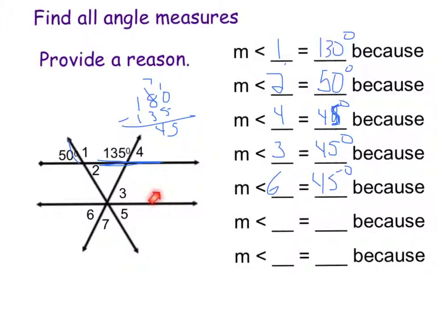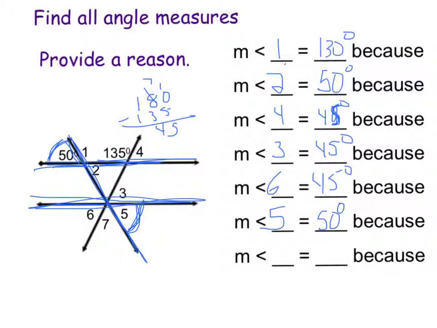All right, next I'm going to go to angle 5. Angle 5 is above, here's the transversal, here are the parallel lines, and it is on opposite sides of the transversal, outside. So 5 and the given are alternate exterior angles. Alternate exterior angles, so they are the same.